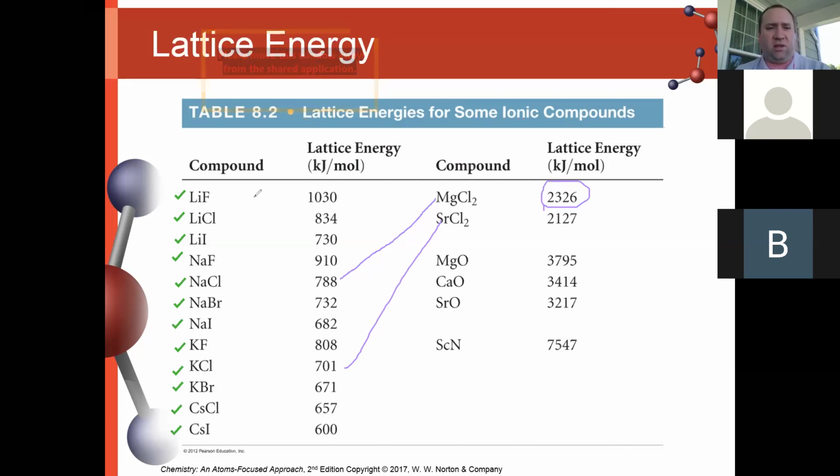But even more locally, if I look at this class of lithium compounds here, fluorine, chlorine, iodine, the charges are all the same. The only thing that's changing from this one to this one to this one is the ion. And we see a downward trend in lattice energy as we go down the group. And again, the reason there is size. The fluorine is the smallest, so its charge is the most compact. The iodine is the biggest, its charge is the most diffuse. And as a result, we get less energy, less attraction for the diffuse charge compared to the compact charge.